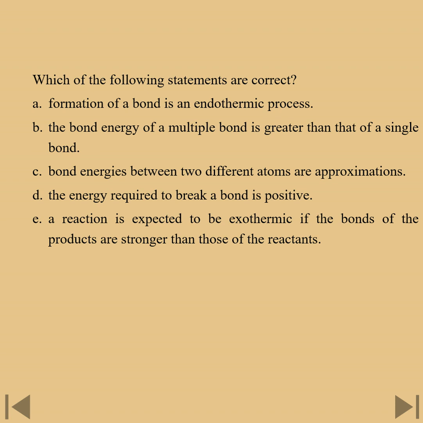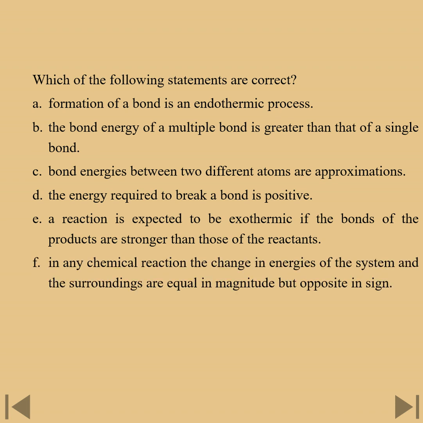True or false? A reaction is expected to be exothermic if the bonds of the products are stronger than those of the reactants. And this would be true. Just think of which side is going to have the bigger number. The side with the bigger number would be the side that's going to be negative, and the side with the bigger number being negative is the side where bonds are being formed. So a reaction is expected to be exothermic if the bonds of the products are stronger than those of the reactants. This is true because, again, if the bonds of the products are bigger numbers, and we're subtracting the bigger numbers, that gives us a negative answer.